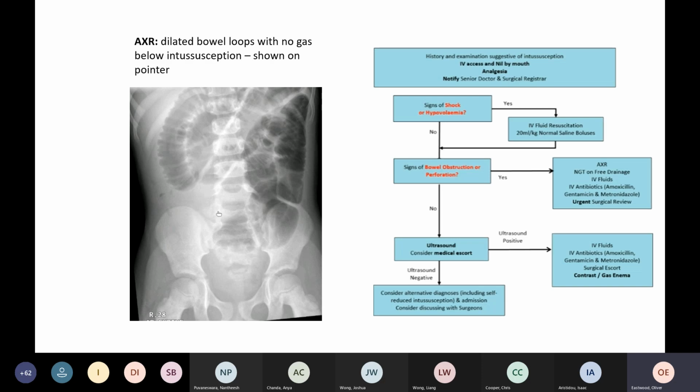So if an abdominal x-ray is done, what it'll show is dilated bowel loops with no air below the point of intussusception. That point is shown by the pointer, and then above that you can see really dilated bowel loops, and then just nothing, no gas, anything below it.